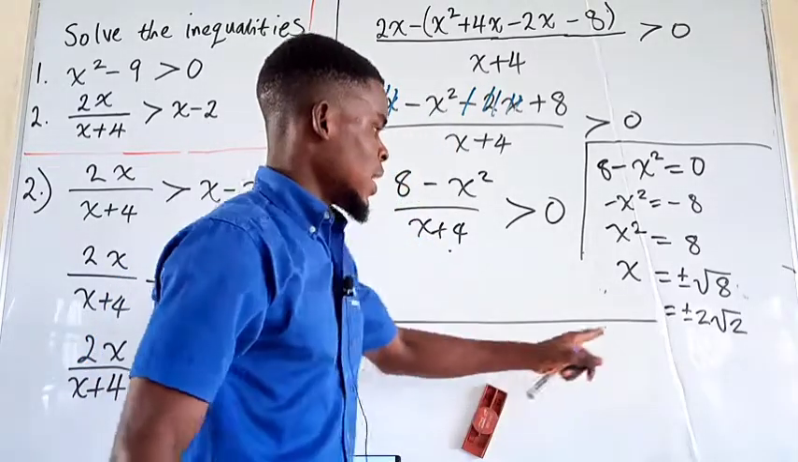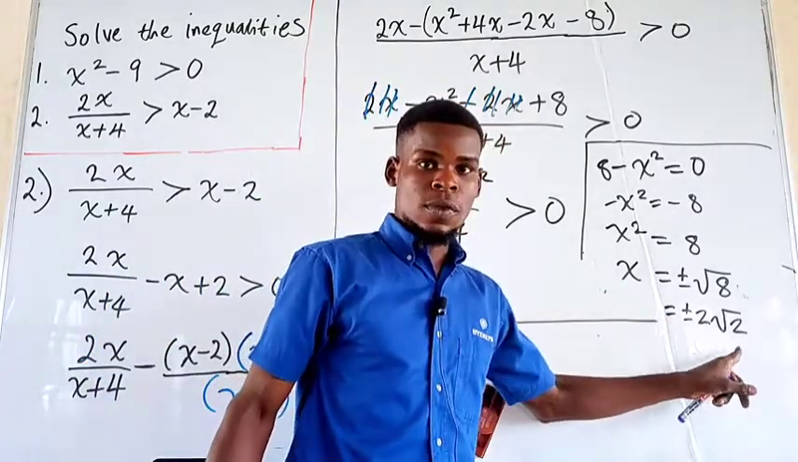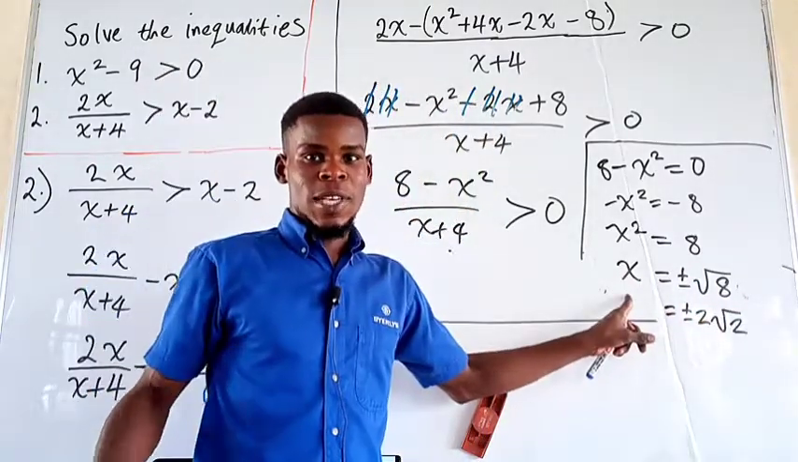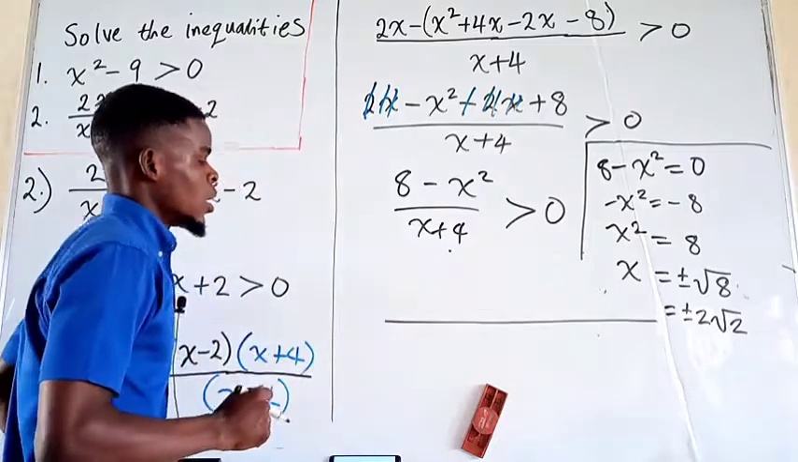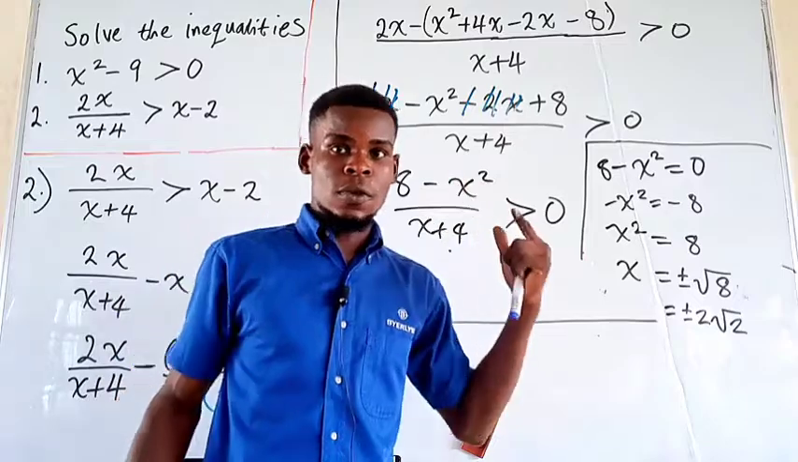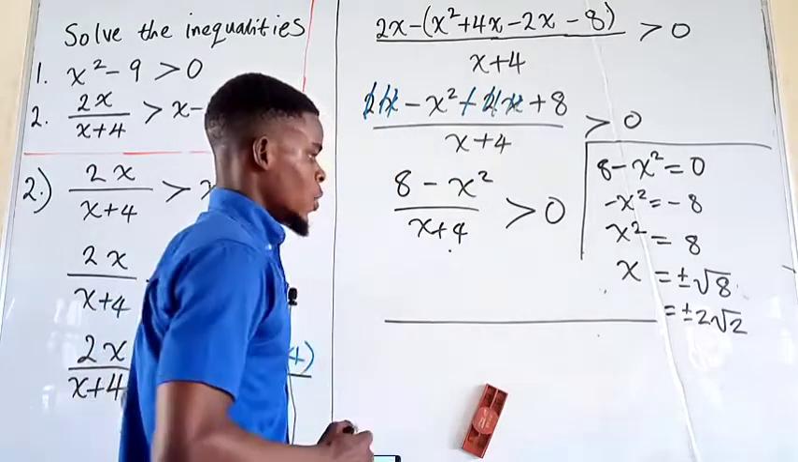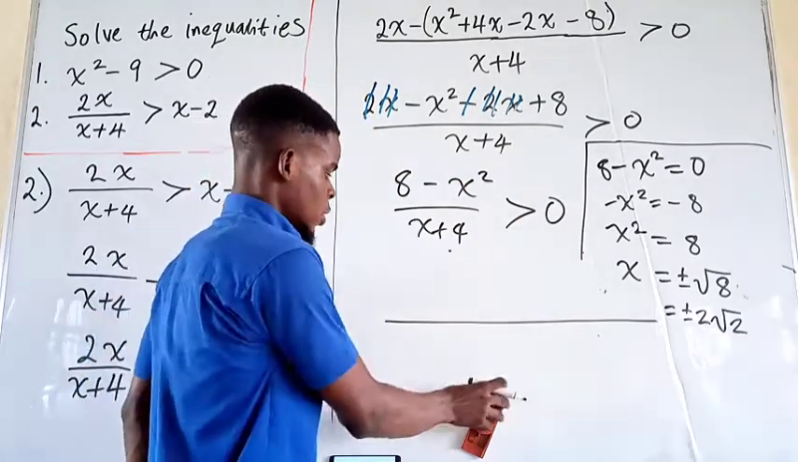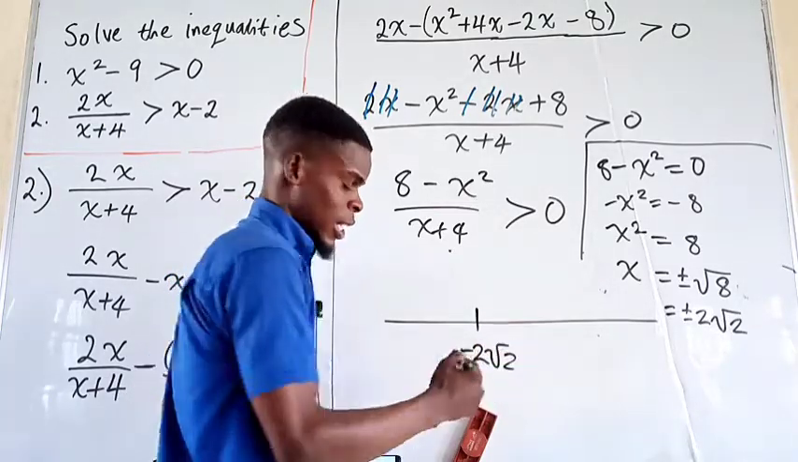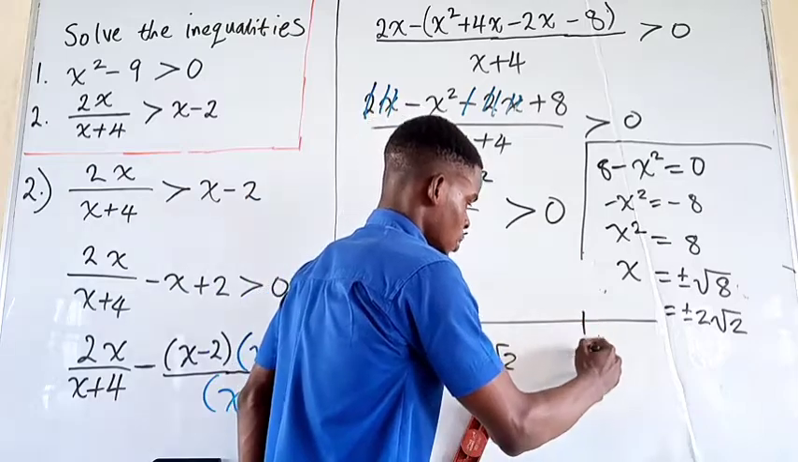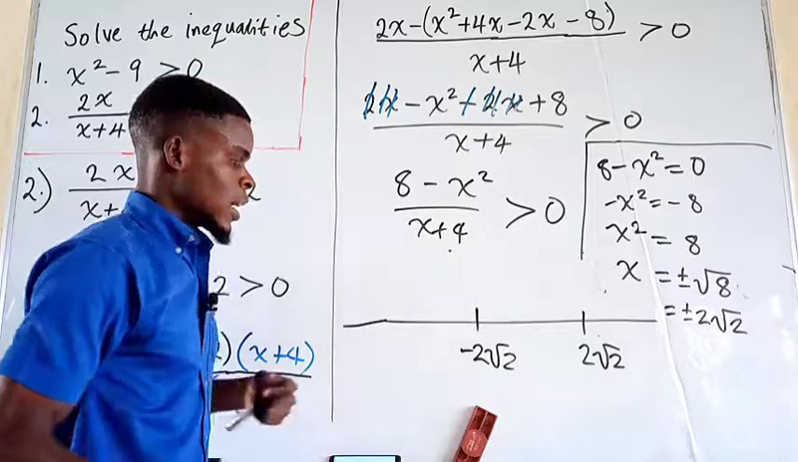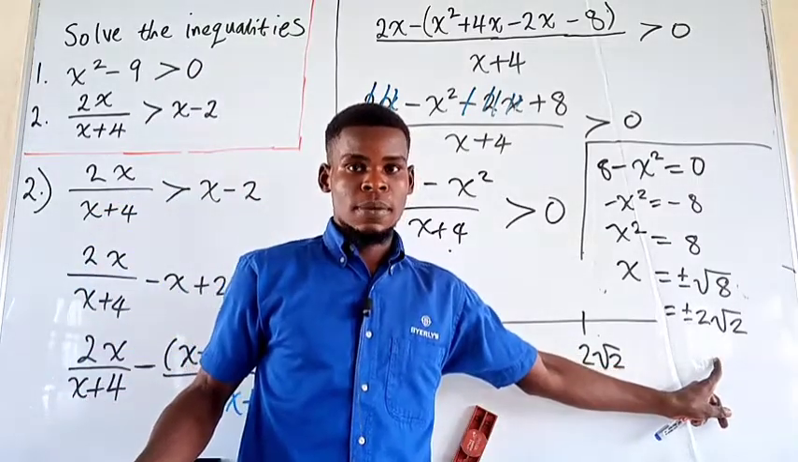So that means that x can be positive 2 root 2 or negative 2 root 2, because x is an unknown. So with these values, this will give us 0. So we don't need them. We don't need negative 2 root 2. We don't need positive 2 root 2. So I put this down. Negative 2 root 2 is on the left-hand side of positive 2 root 2. This kind of values are called the salient points.